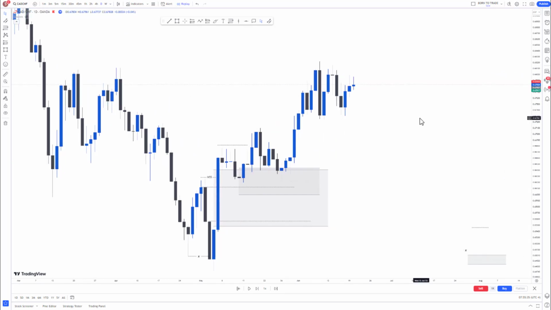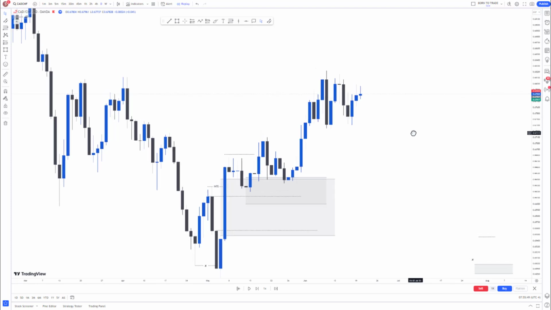A very profitable pattern. Like I said, go back to your price charts, backtest it, and try to understand it better. Once you understand it, you're going to enjoy trading with this particular setup.